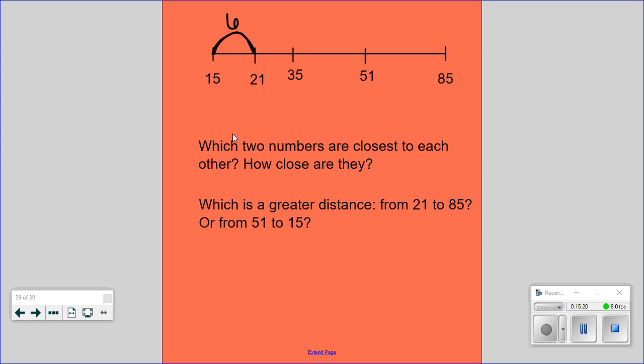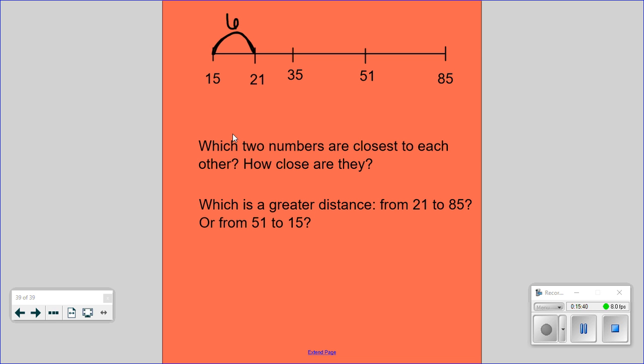This is a hard one. I'm going to give you some time to think before I ask for friends to raise their hand. It says, which is a greater distance? 21 to 85 or 15, or excuse me, 51 to 15.